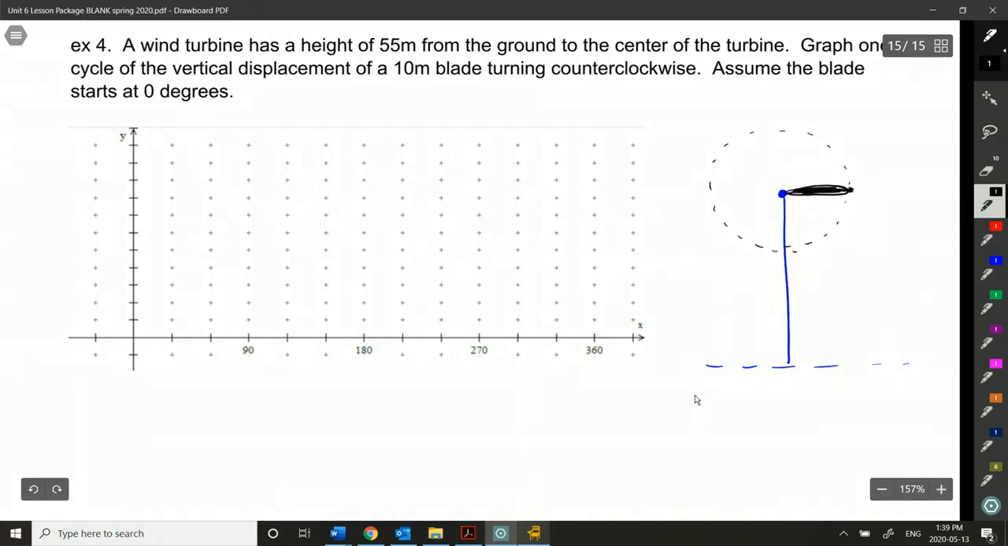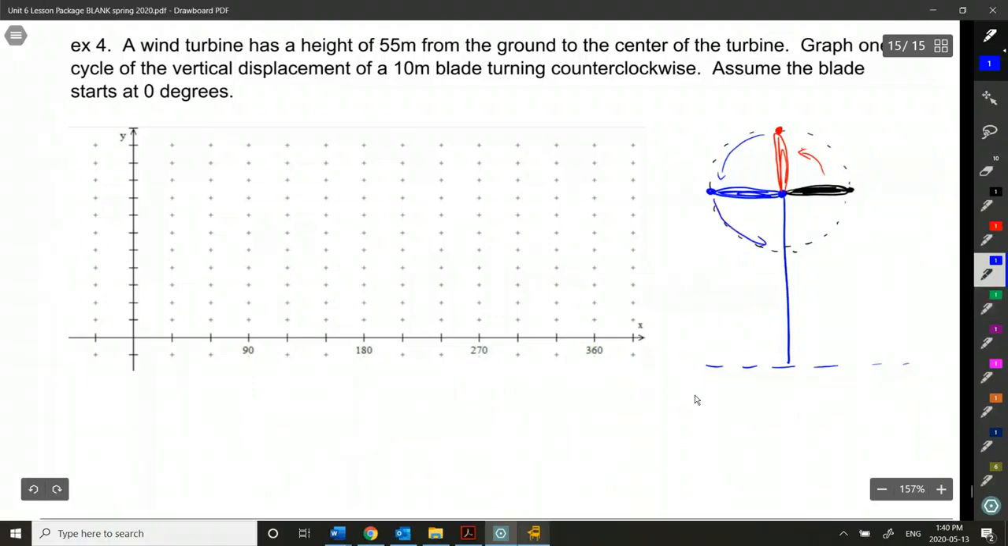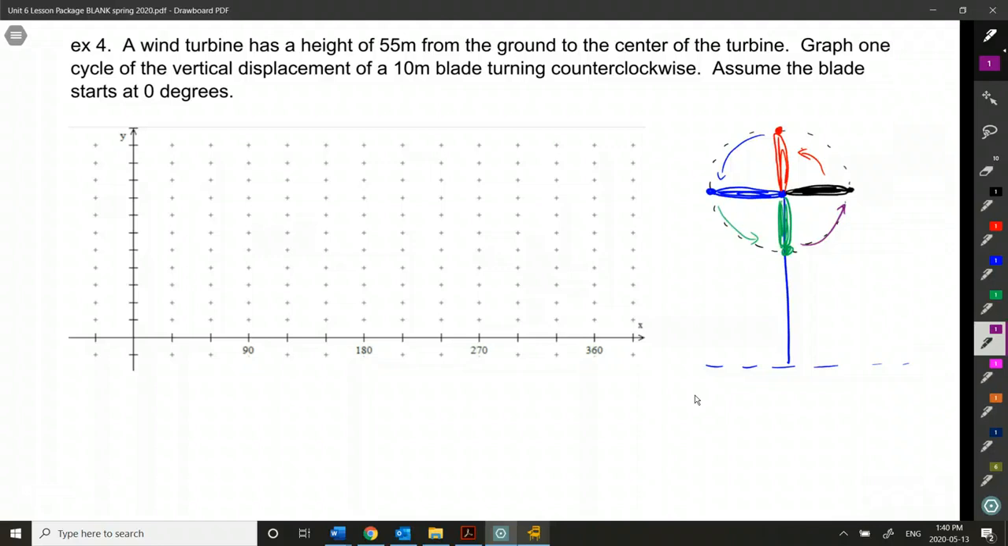Okay, so this is going to be 0 degrees, and as our blade turns around here, it's going to go counterclockwise, then it's going to be here, and then it's going to go to the next location, which will be an important location. Then it will be here, and then finally it will go down to this location here, and then it will rotate, of course, back up to its normal position there.